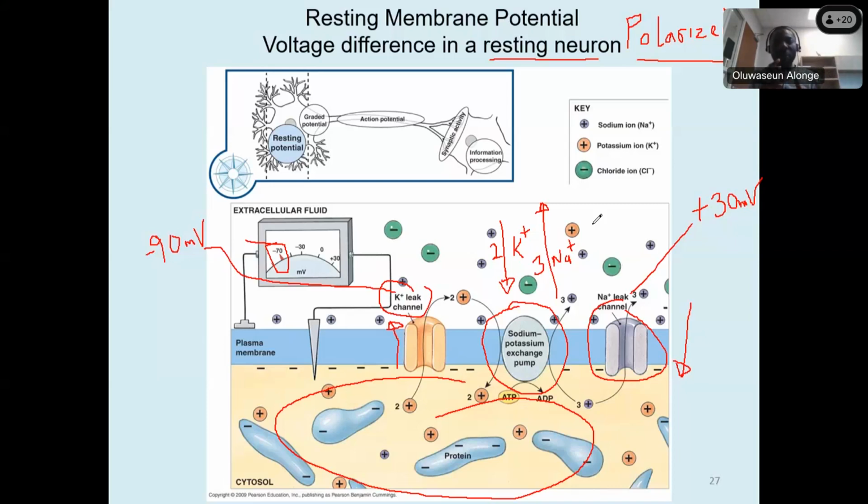Now, there's another balancing system in between the two of them. This system pumps both. It pumps potassium in, contrary to the direction of the potassium leakage channel. Then it pumps sodium out, contrary to the direction of the sodium channel. 2 potassium comes in, 3 sodium goes out. Now, let's go ahead and look at this process. If you have understood this, then we are good to go.